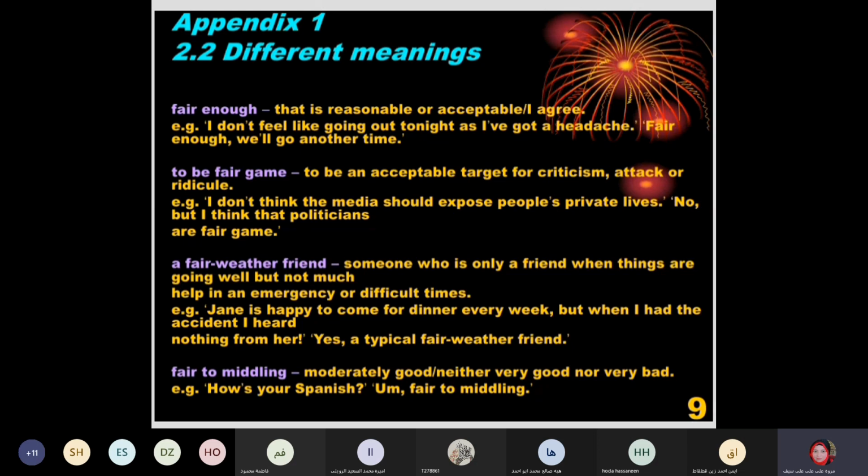So as we see in the example, I don't feel like going out tonight as I've got a headache. So fair enough. We will go another time. That's reasonable. I agree. It means I agree. See how the meaning is different from the meaning of the word itself. Fair enough, I agree. It is difficult for us to guess, right? Because we don't have a context. Even in the context, I guess it's a little bit difficult.